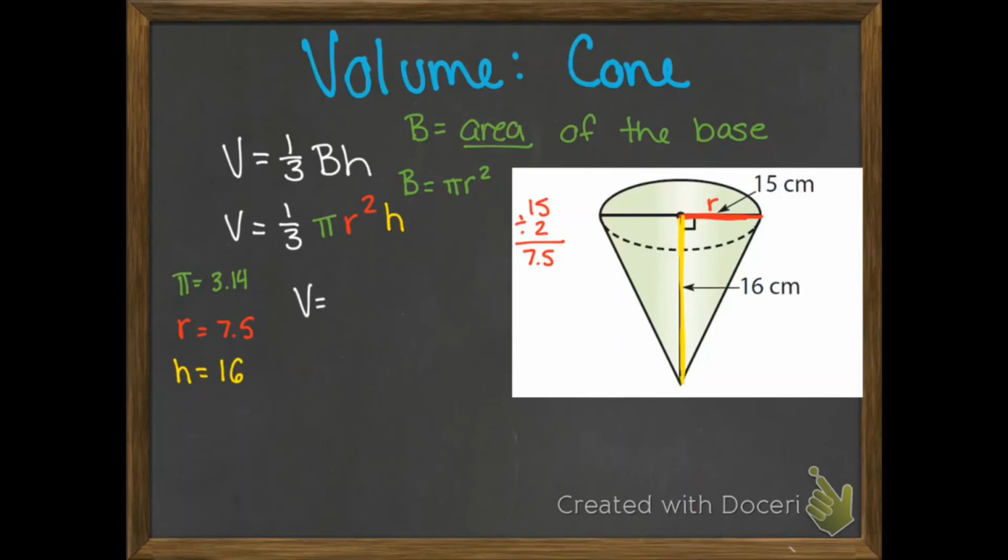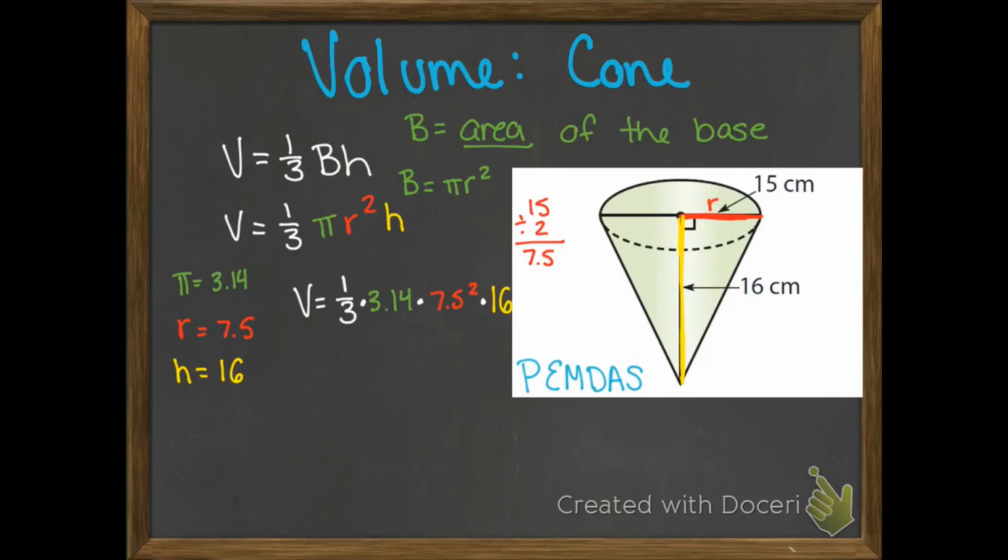So volume equals 1/3 pi, we're going to replace with 3.14. Now again, remind yourself that we are multiplying here for each step, times r squared, so that would be 7.5 squared, times the height, which is 16. Now we're going to go ahead and go through the solving process, again using PEMDAS.